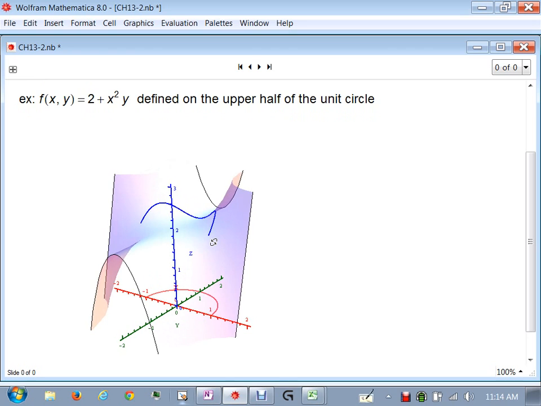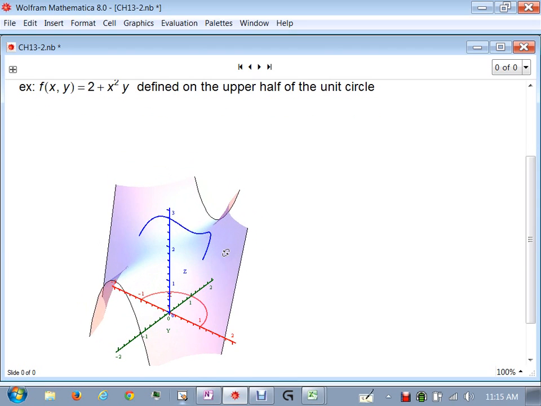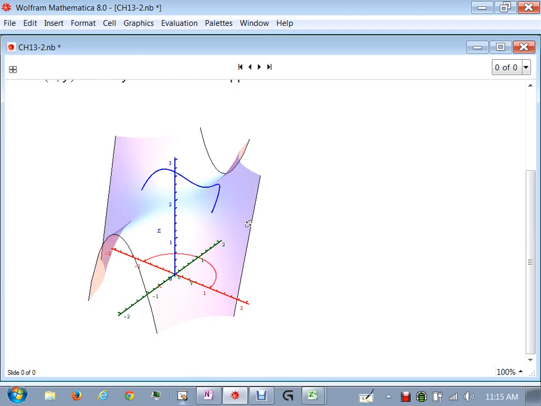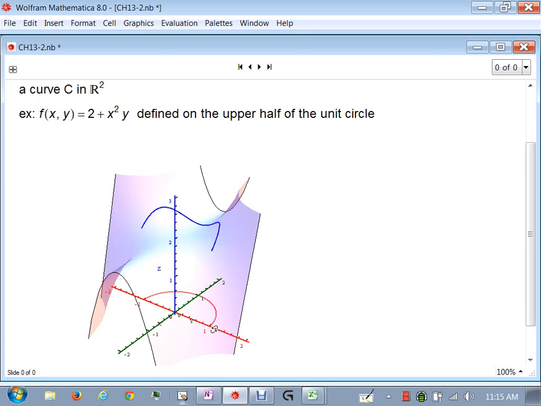If I look at it from the top, those should be right on top of each other, something like that. This is actually the surface 2 plus x squared y, and it's defined on the upper half of the unit circle. So you can kind of see that from the picture. I took the upper half of the unit circle and then plugged it in.